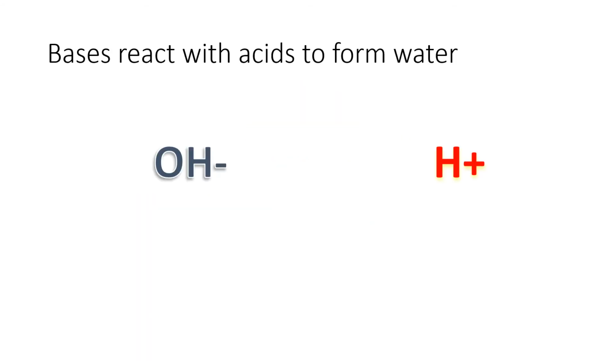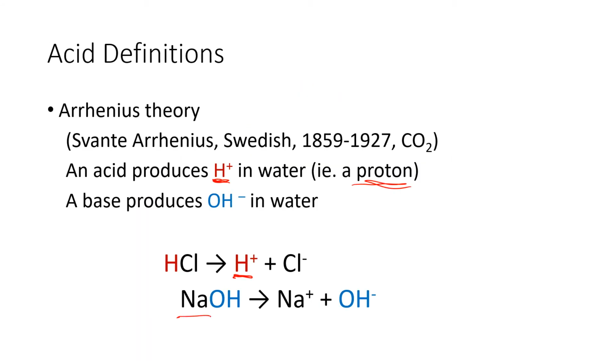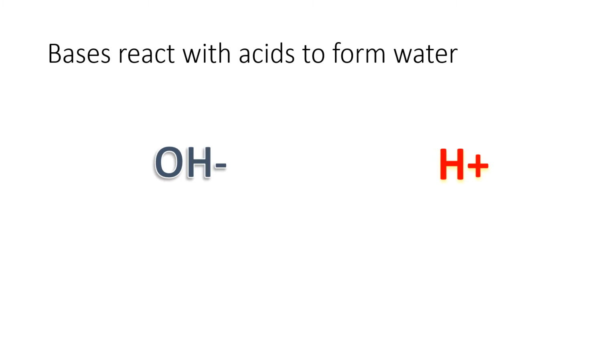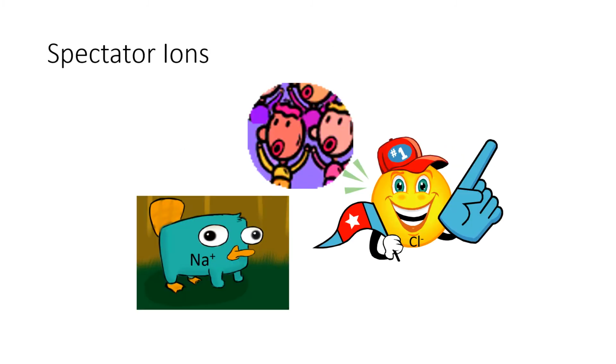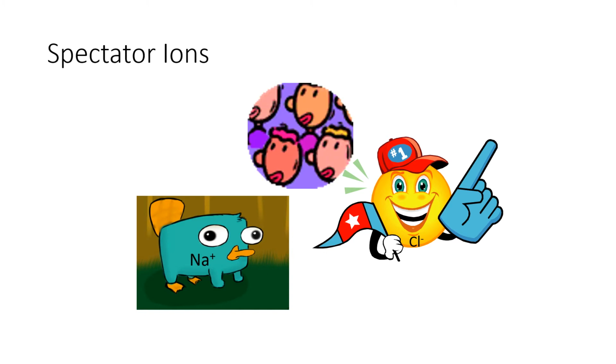Anything else, so the Na and the Cl here, you may be wondering, well, what's going on with those? Why don't you talk about those? Why do you only talk about the H+ and the OH-? Because those are spectator ions. They don't do much. They just basically watch what's happening with the H+ and OH-.